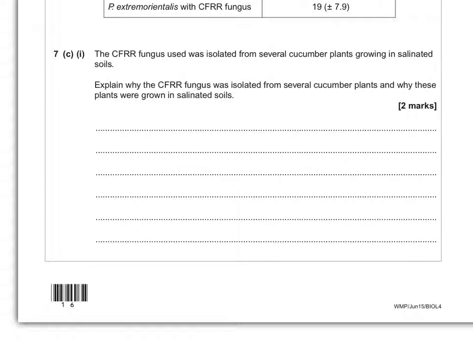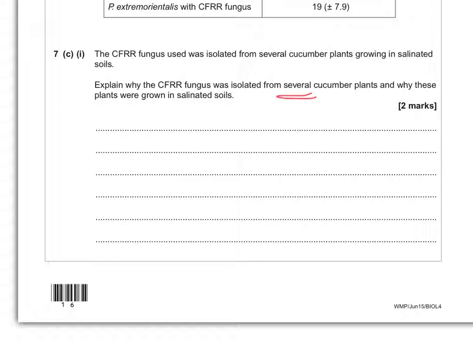Okay, so first question 7Ci. Explain why the CFRR fungus was isolated from several cucumber plants and why these plants were grown in salinated soil. Well, the key thing there, as I said, is several cucumber plants. If you collect it from several cucumber plants, then basically you're going to obtain different strains from different types of cucumbers. Okay, so it's ensuring you collect a variation of CFRR.